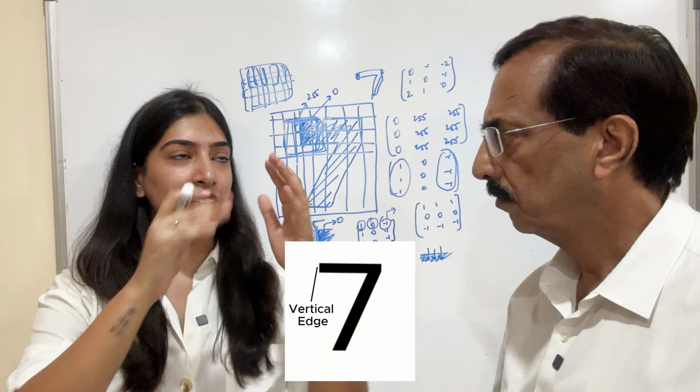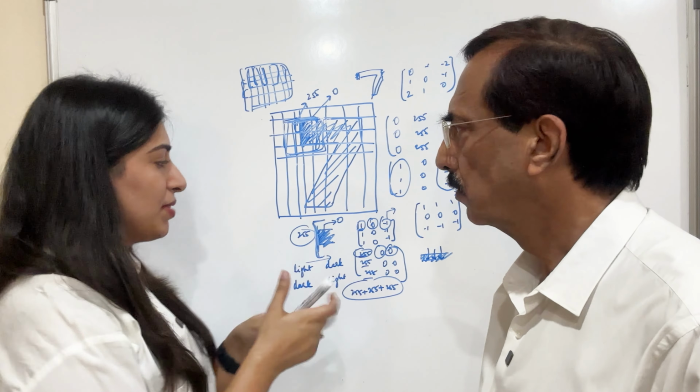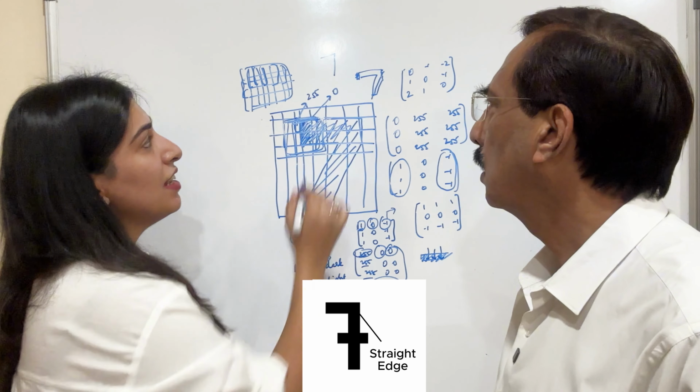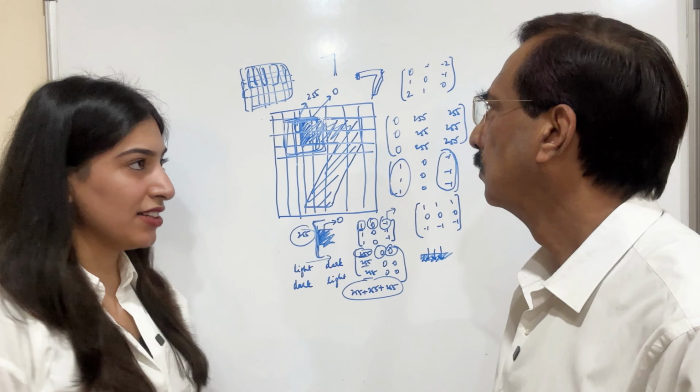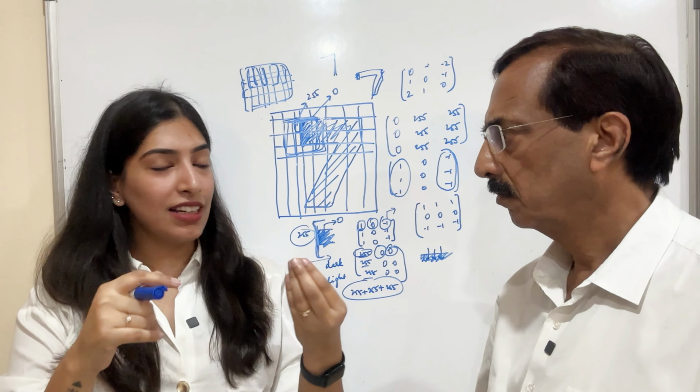I know that in a 7 there is a vertical edge that will come over here and maybe a slant edge or a straight edge. Maybe 7 can also be written like this, right? So this might look like a vertical edge. So based on training, our neural networks will understand that this is how 7 looks.